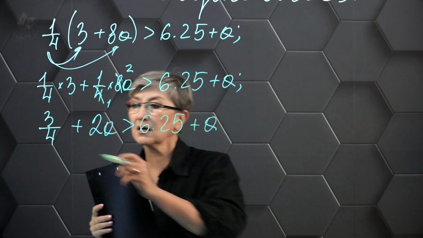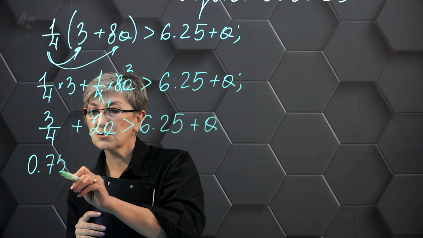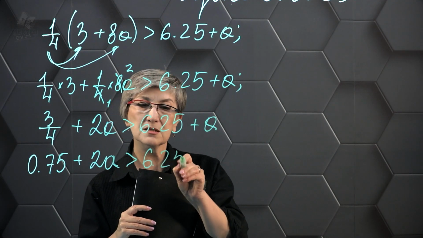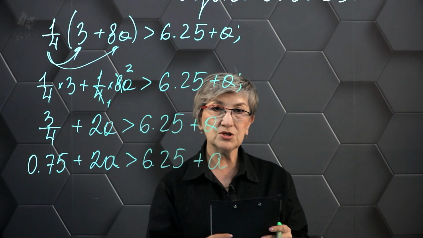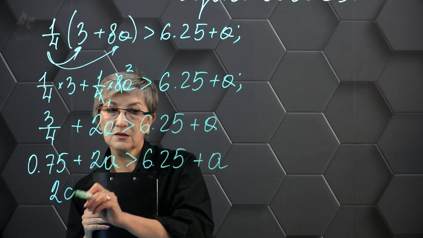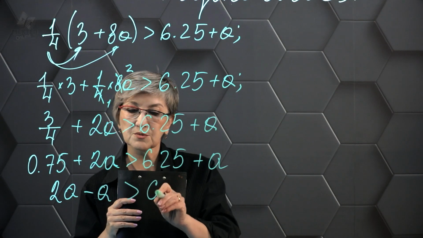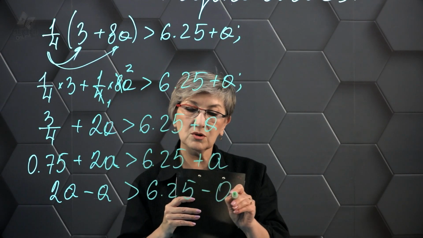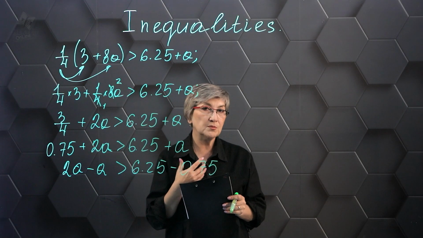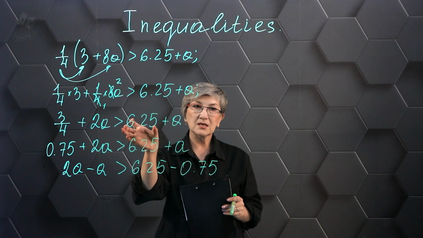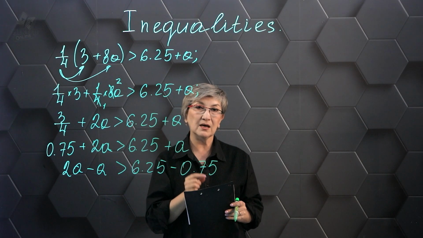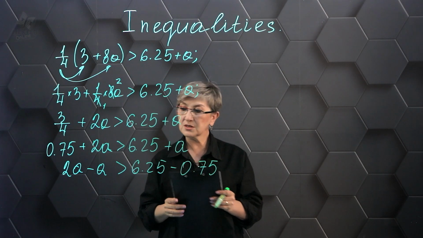3/4 written as 0.75 plus 2a is greater than 6.25 plus a. It's easier for me to use decimal notation here. This results in 2a minus a, more than 6.25 minus 0.75. If you prefer working with fractional numbers, you can express 6.25 as a fraction. Then apply the rules for working with fractions.